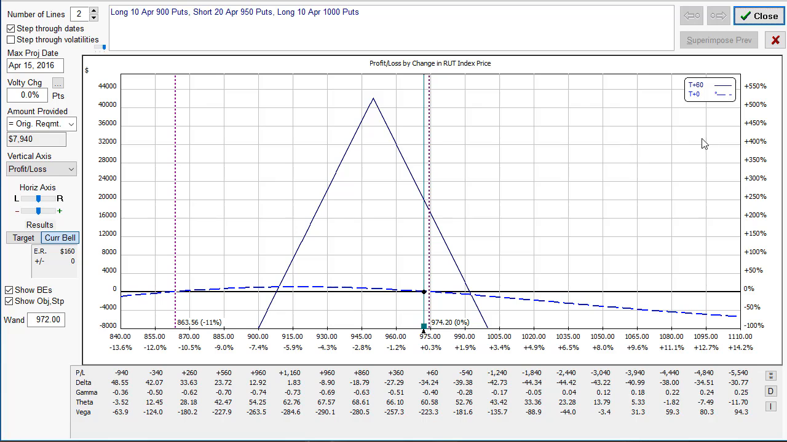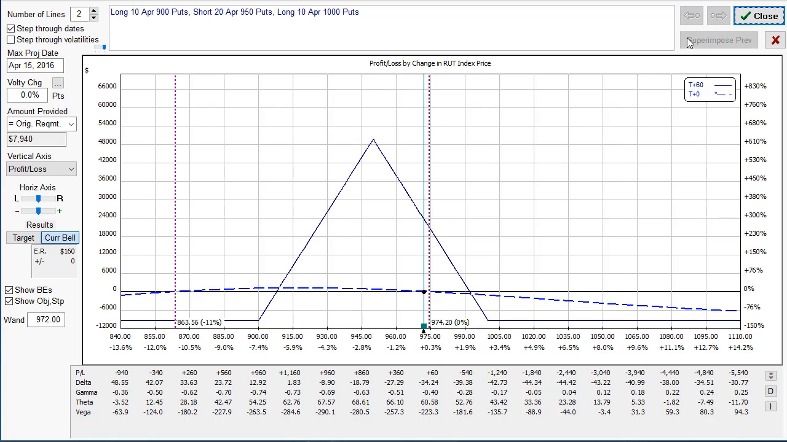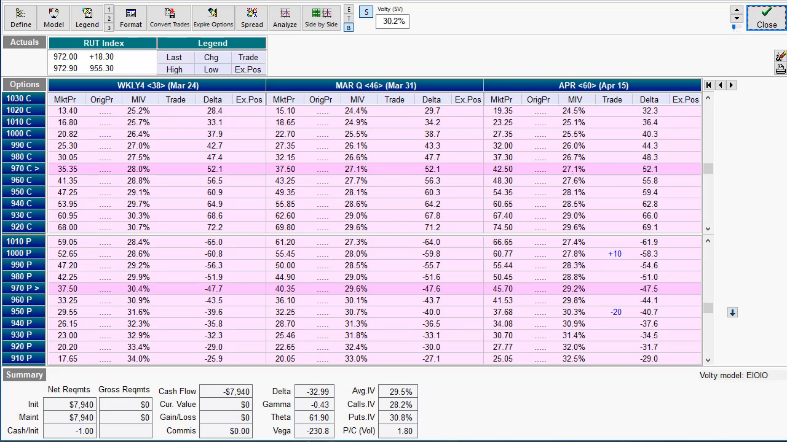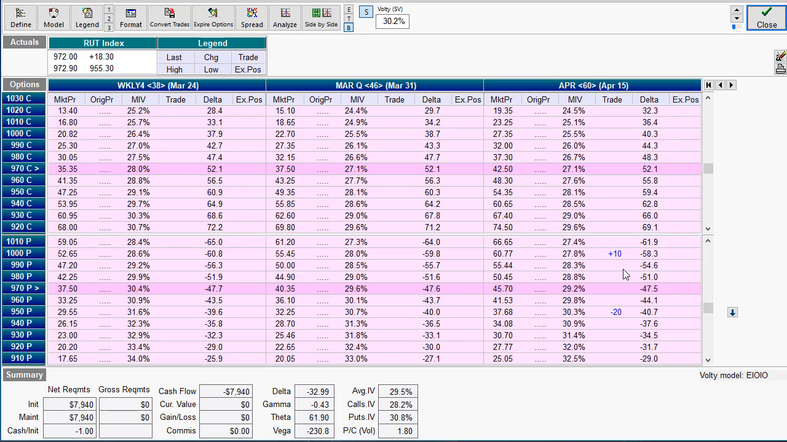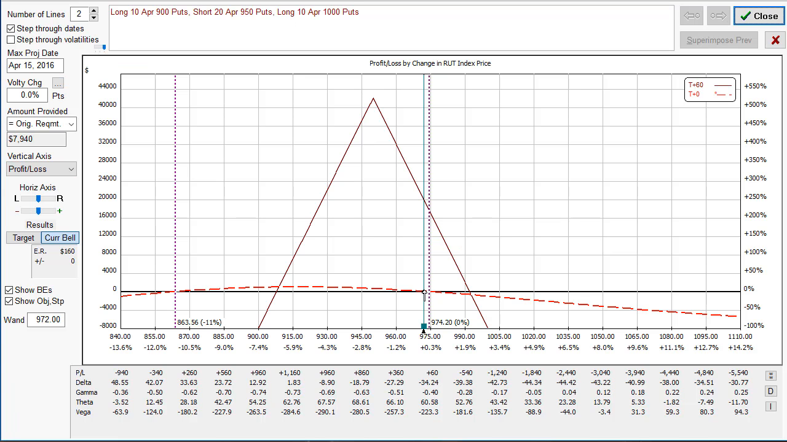What I want you to notice is when you are in a higher volatility environment, like we are at this particular time period at the beginning of 2016, the volatility being high makes these butterflies much more inexpensive, and therefore we have a lot less benefit from the negative delta setup. So that's what it looks like.